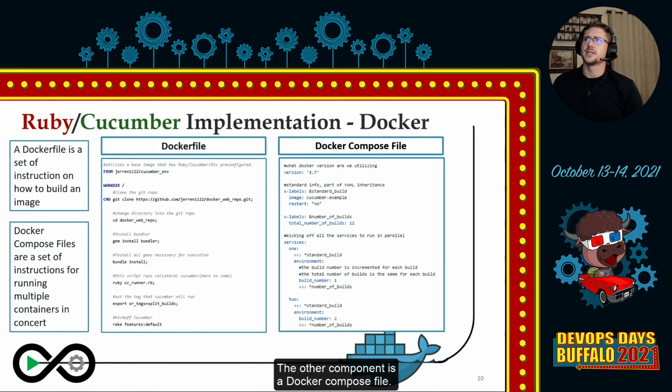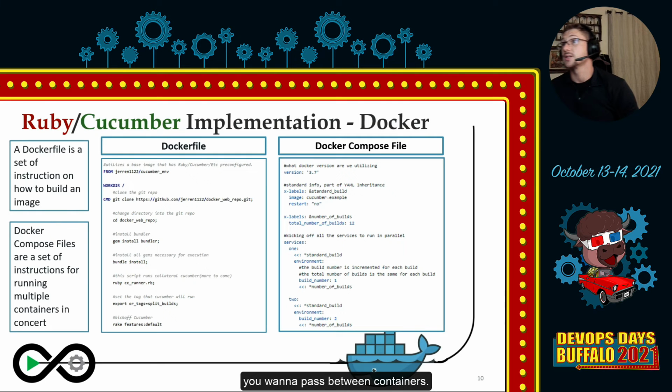The other component is a Docker Compose file. This is a set of instructions for running multiple containers in concert. So you can tell it environment variables you want to pass between containers, like we're passing total number of builds as 12 in this example, and then we elicit 12 services, and each one of those has a unique build number. So we're passing that build number and total number of builds into that container that is running a local instance of our Docker Web Repo.